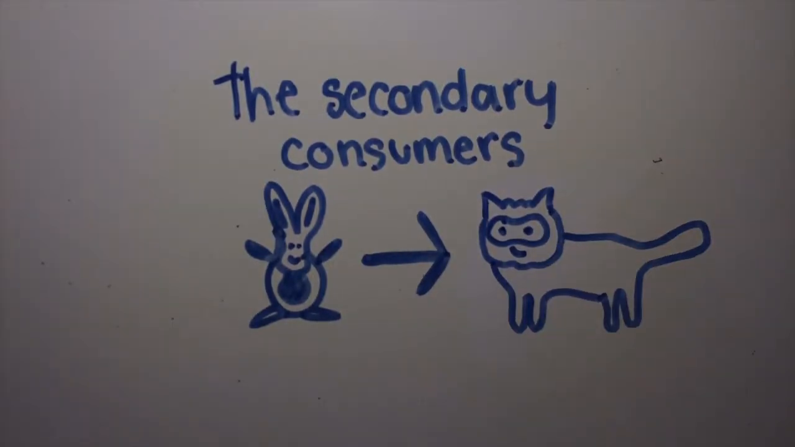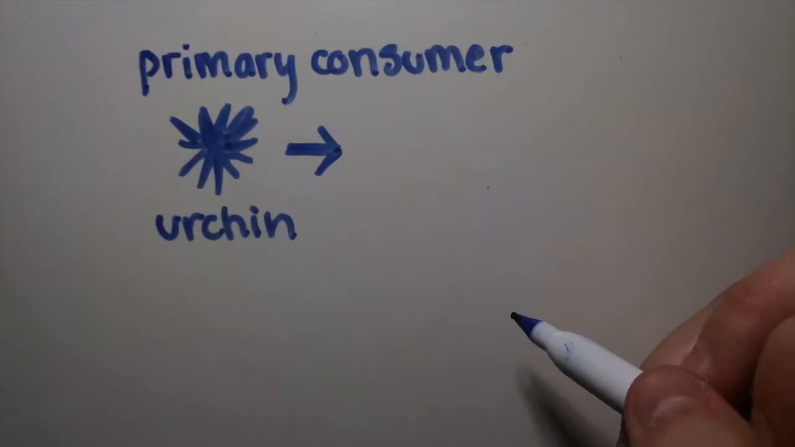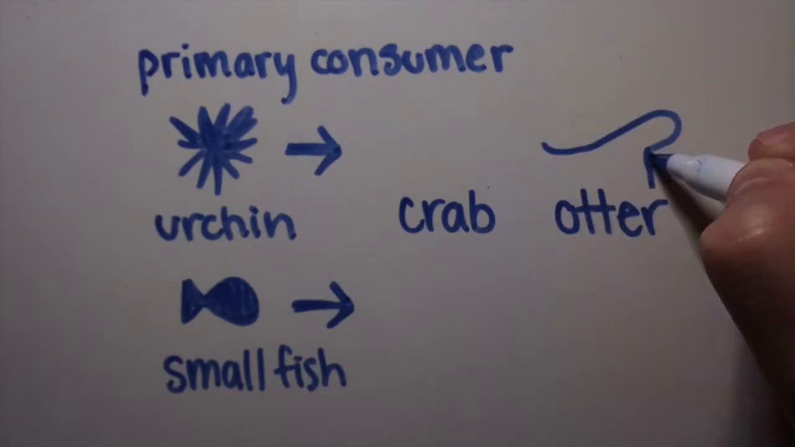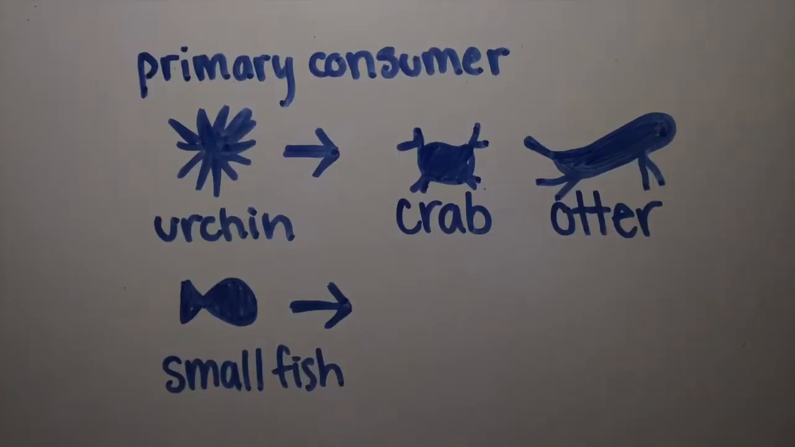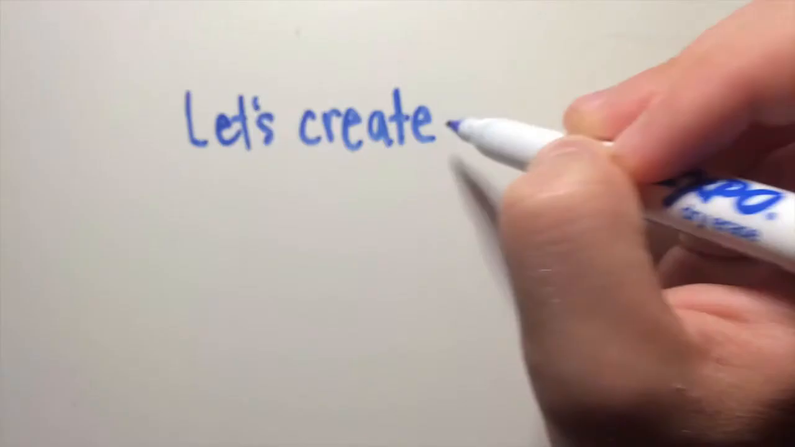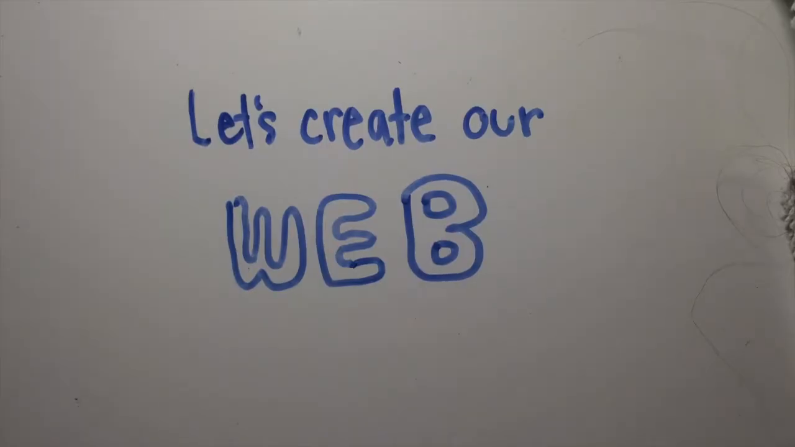For example, a primary consumer could be an urchin or a small fish or an invertebrate that gets eaten by a secondary consumer like a crab or an otter. The more diverse an ecosystem, the more consumer levels you can have. So with that, let's get into the lab.